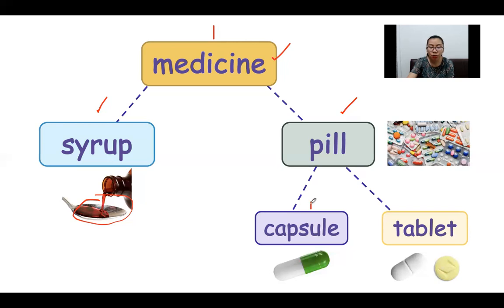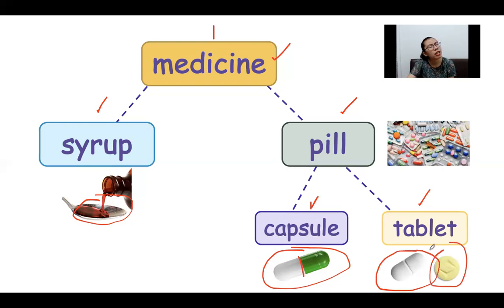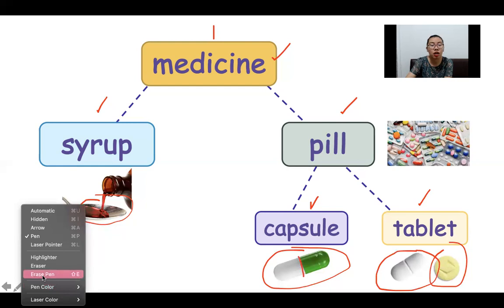Now, a capsule is like this. You can actually open a capsule, but you should not open it. And then a tablet, for example Tylenol, or paracetamol if you have a headache. Medicine for headaches are usually tablets.